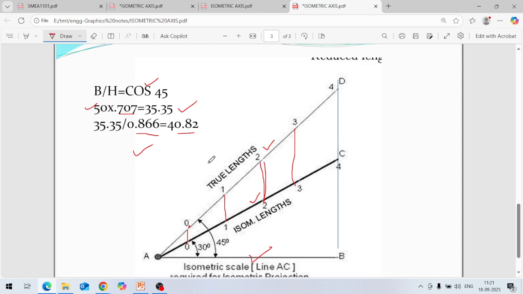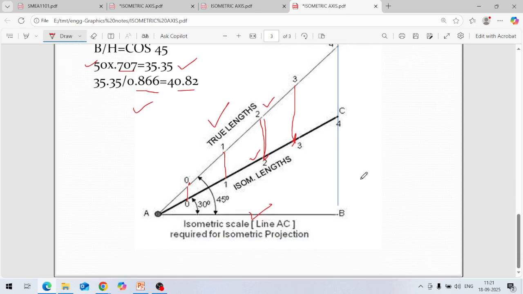If this is our true scale, 10, 20, 30, 40, 50, you can calculate the isometric length at each point, like this. We calculated this with 50 mm length and it came to 40.82. Similarly you can calculate all these lengths, the length of the line at each point, and write down these values. So this will become the isometric scale. Isometric lengths are like that only.